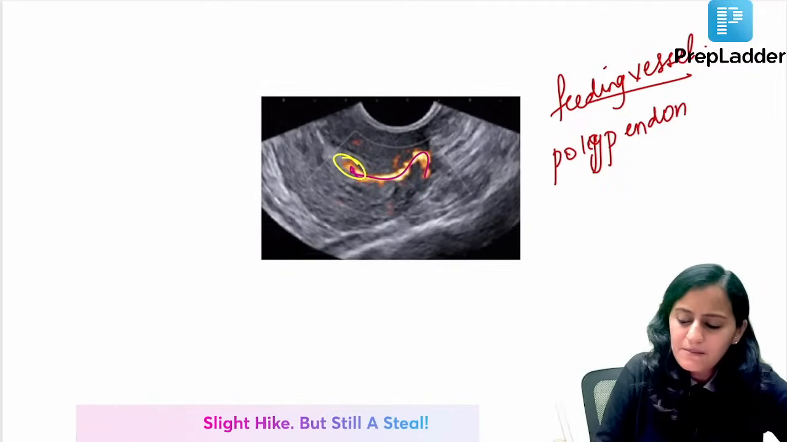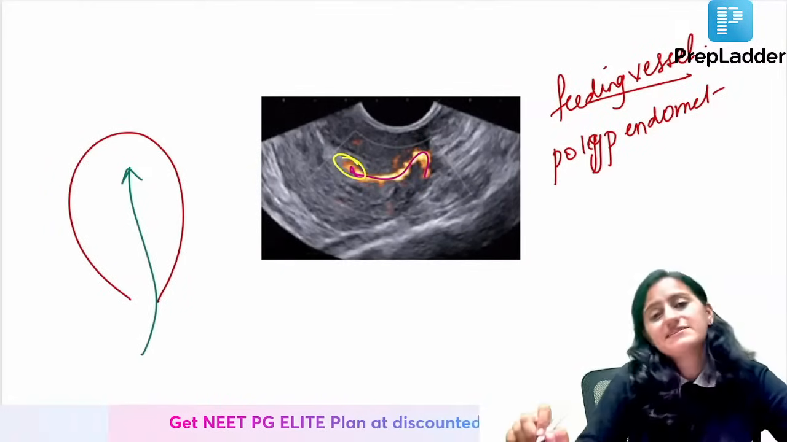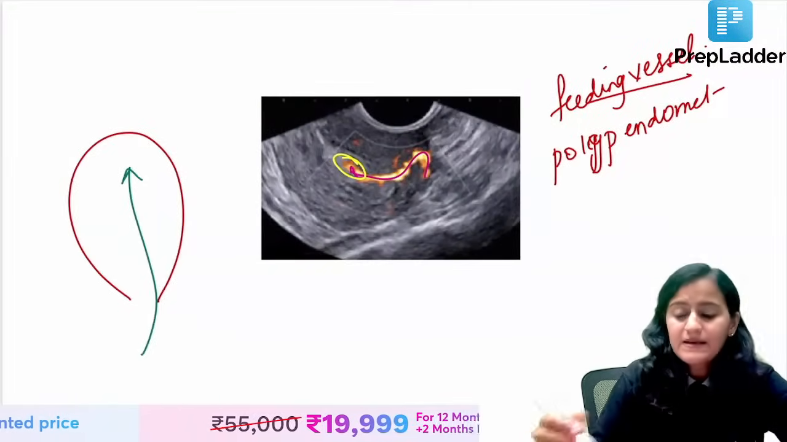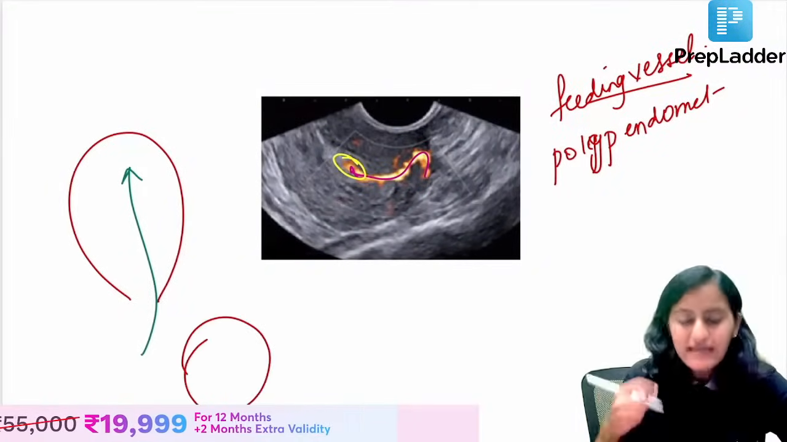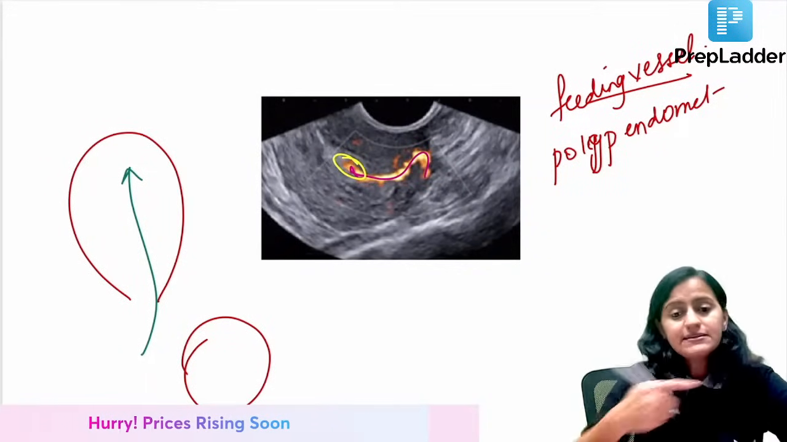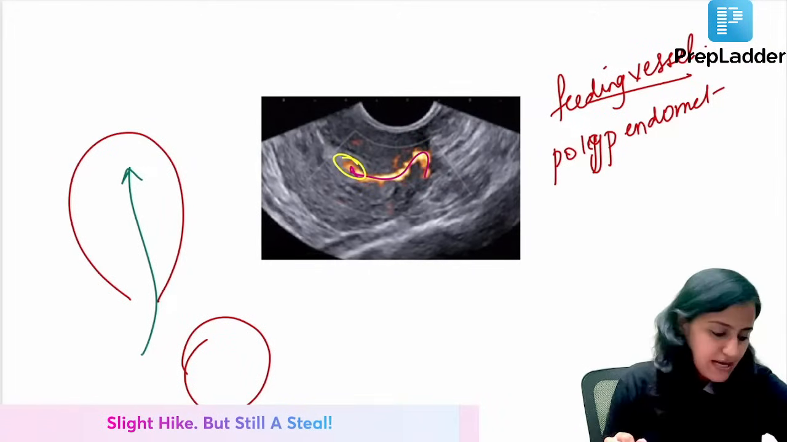Remember how a polyp is: it has a feeding vessel in it. So the feeding vessel sign is seen in endometrial polyp. Ring of fire will actually look like a ring. That is what is seen in ectopic pregnancy, the ring of fire. This is not a ring. This is the feeding vessel sign, endometrial polyp.